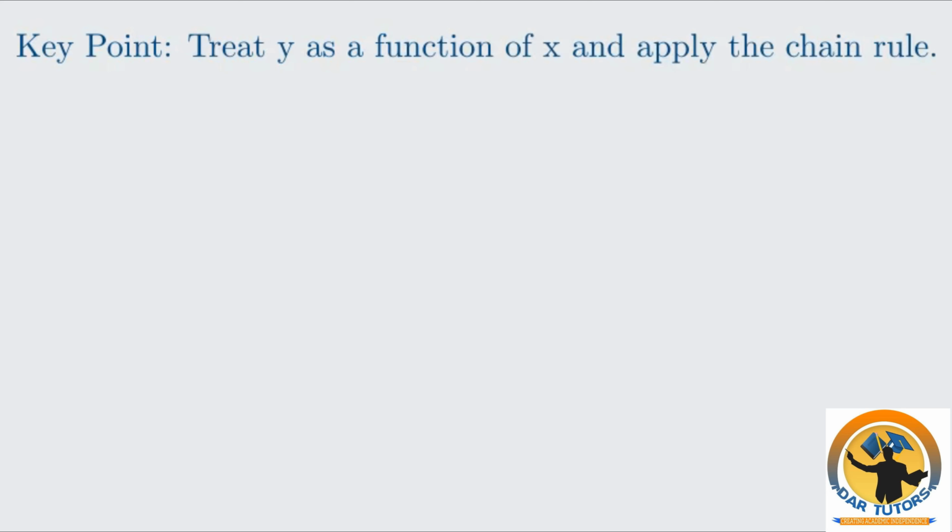That concludes our lesson on implicit differentiation. We've covered the fundamental concepts, worked through several examples, and tackled some challenging IB-style problems. Remember, the key is to treat y as a function of x and apply the chain rule whenever you differentiate a term involving y. With practice, this technique will become second nature. Thank you for watching.